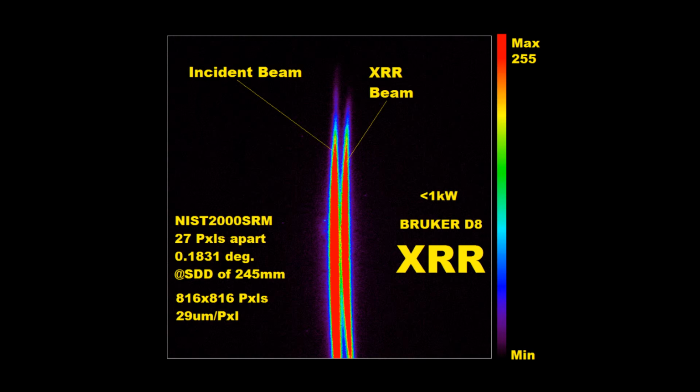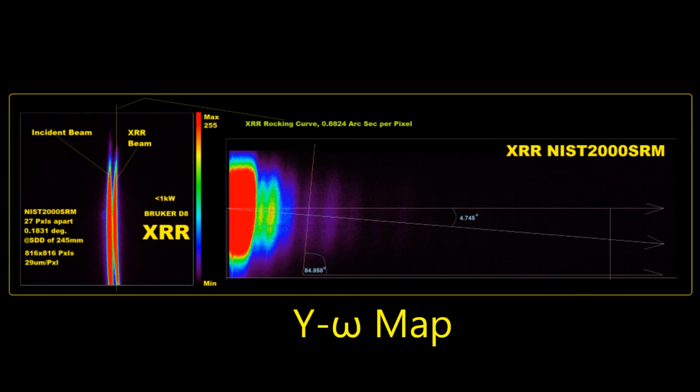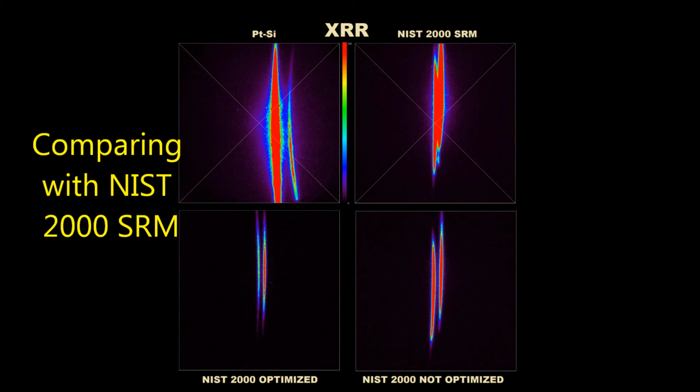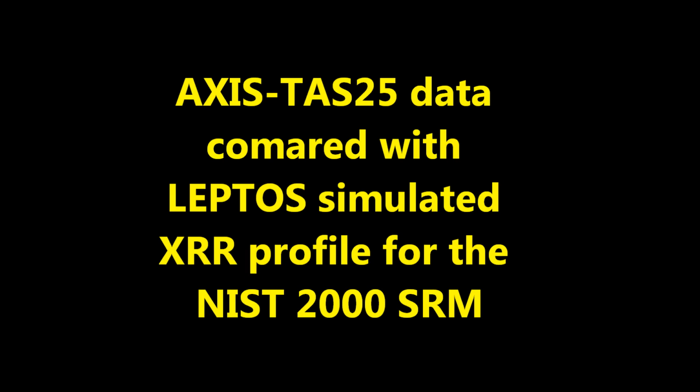This was done on a Bruker D8. You can once again see the incident beam and the diffracted XRR total internal reflected beam. This is the Y-omega scan, and here's a comparison between the PANalytical and the Bruker.